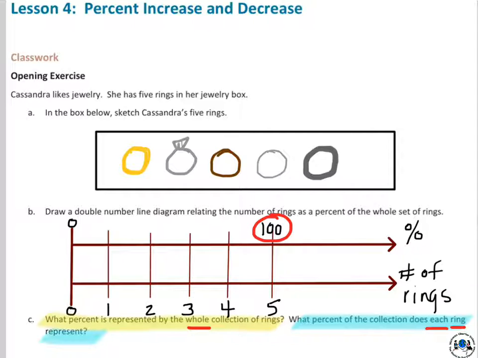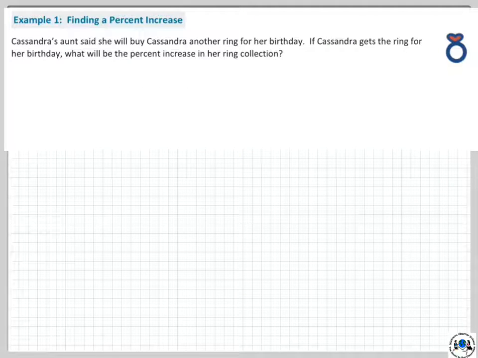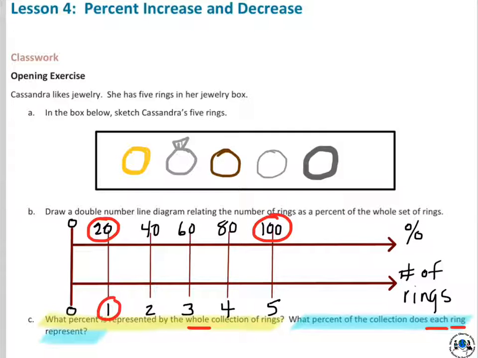So 1, 2, 3, 4, 5. Now if I split the 100 into 5 pieces, I can see that each one of them is worth 20. Very simply, I did a little division: all I had to do was divide 100 by 5, and that is 20. So each one ring represents 20% of the whole.